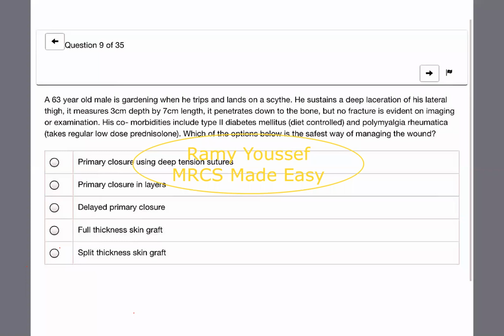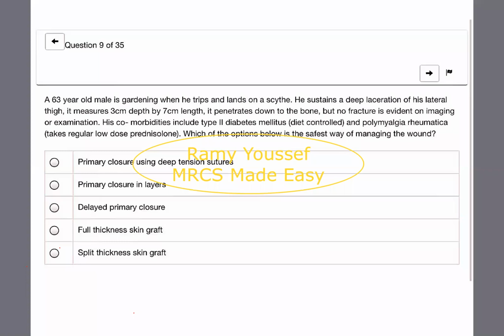And by the way, just to put in mind, in most wounds in the thigh or buttocks, we don't go directly for primary closure. Sometimes you leave it for secondary healing, or sometimes you delay the primary closure because this is an unclean wound. This is what's used for cutting the grass, so it is an unclean and dirty wound. You have to keep it the first few days for cleaning the wound and giving antibiotics.